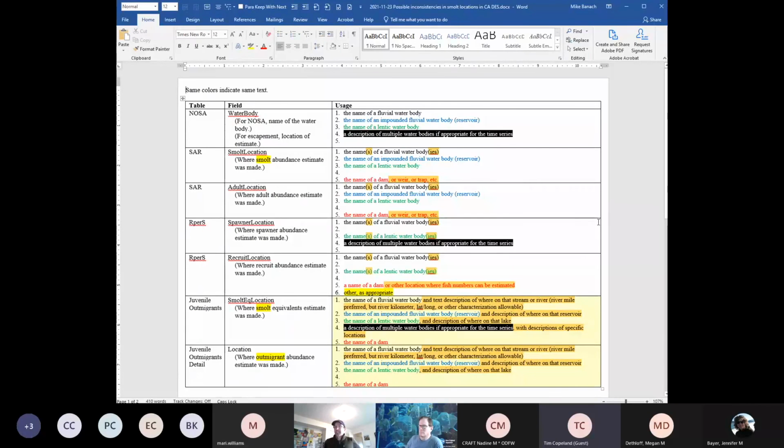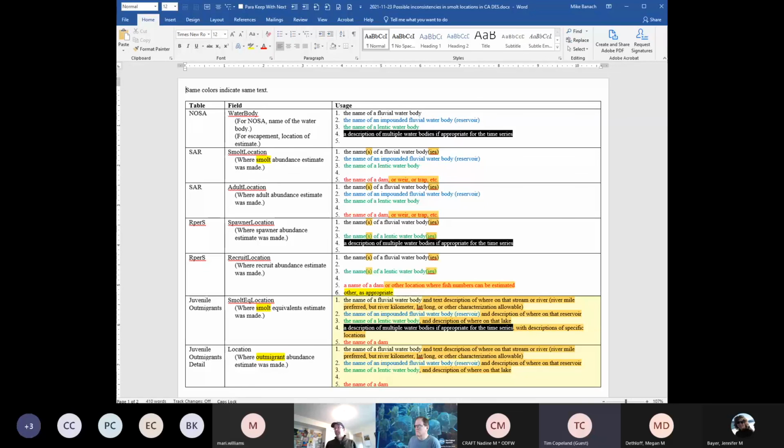I don't think it will change anything. It's just definition edits for future data entry for recruits per spawner and for improving the definitions. I don't think it necessarily will change the values or the results that you see within the DES. So I think it would be easy to make a change.